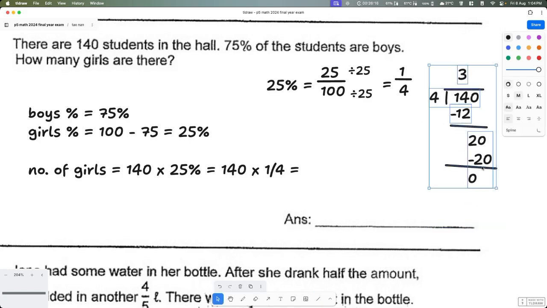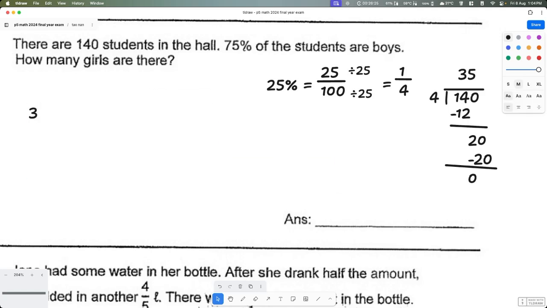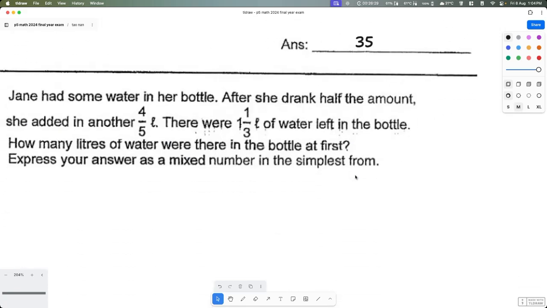So that means this is 3 and this is 5. Okay, so that means this is 35. So the answer is 35. There you go. Right, 35. Okay, let's move on to the next question.